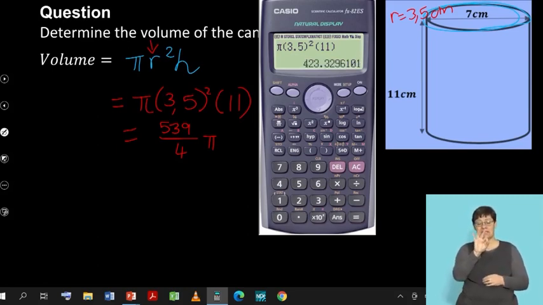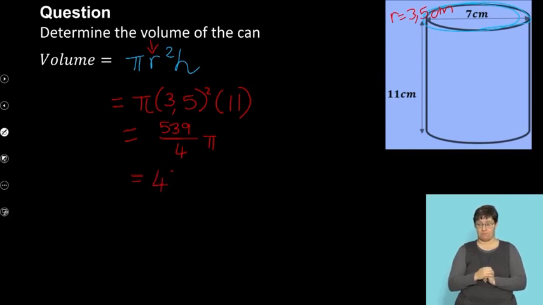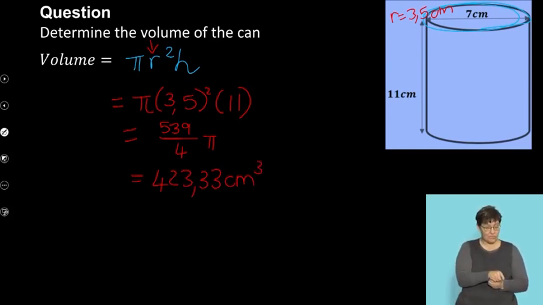And I'm going to have 423,33. I'm rounding it off to comma 33 because there is a 9 to the right of the 2. So 423,33. Cool, guys. So we know that the volume of this particular can is 423,33 centimeters cubed. Let's go on to the next part of this question.